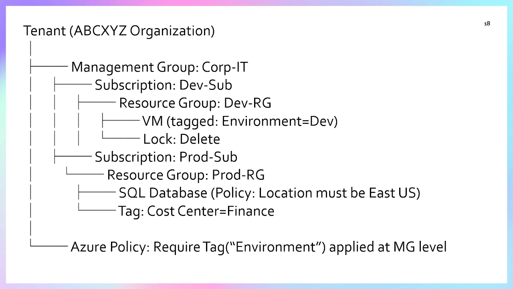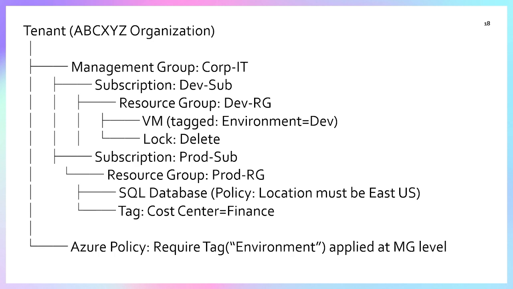Now come to the policy. The Azure policy named Require Environment is applied at the management group level, MG level. Right. This ensures all the resources under the management group must have an environment tag, for example dev, prod, and test. So this is the complete hierarchy.